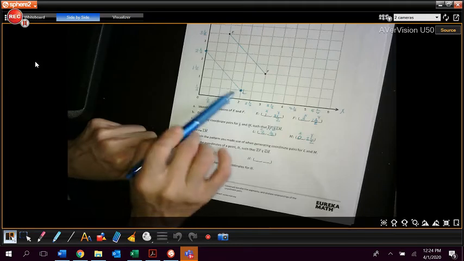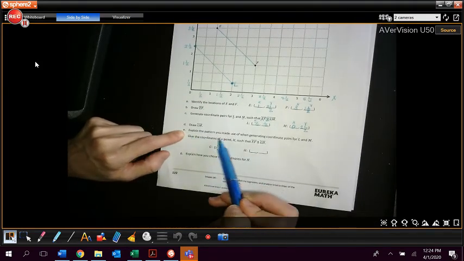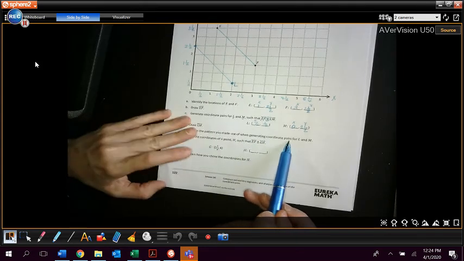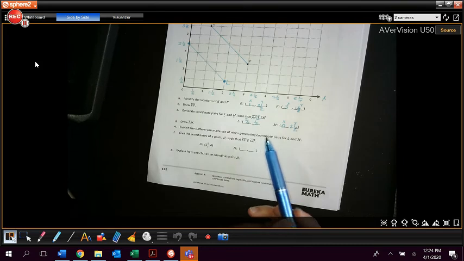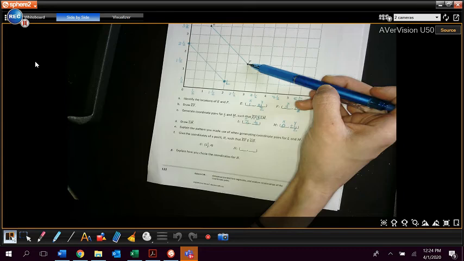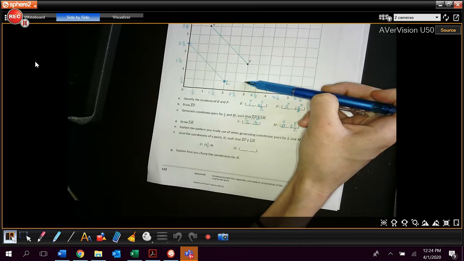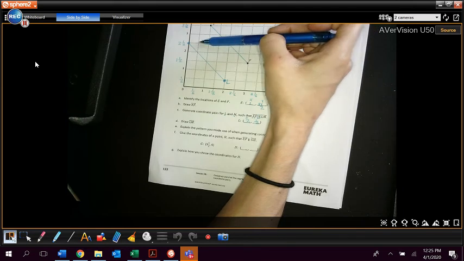I drew my segment already. Then for E, it's asking, explain the pattern you made use of when generating coordinate pairs. So, for example, if you look at mine, the same thing. Look at F. If I look at point F, I went 2 units down and 2 units to the left. If you look at E, I went 2 units down and 2 units to the left.